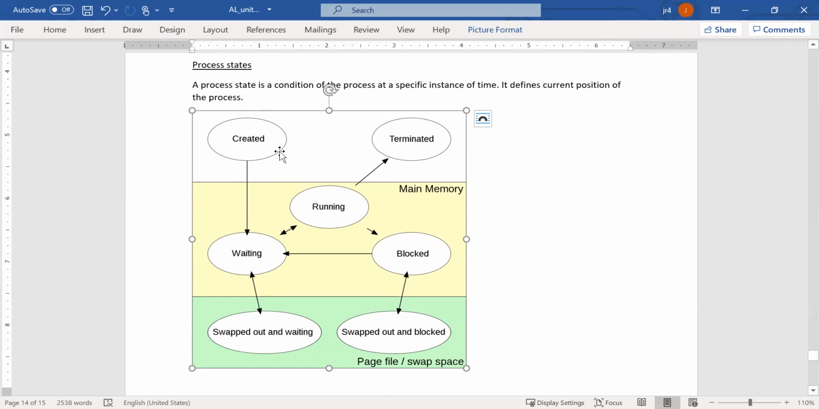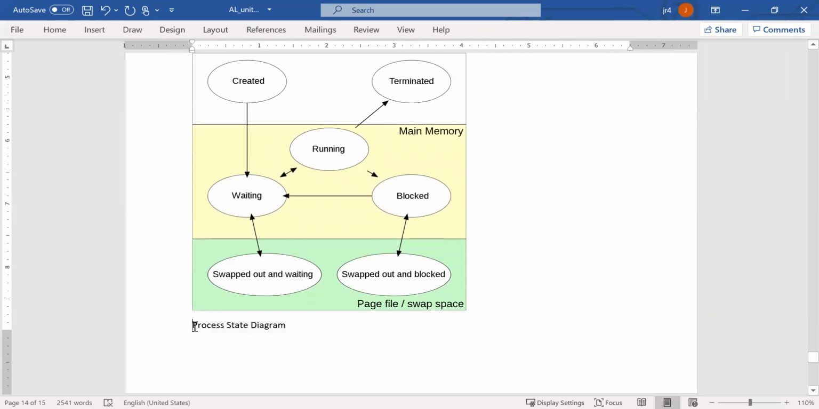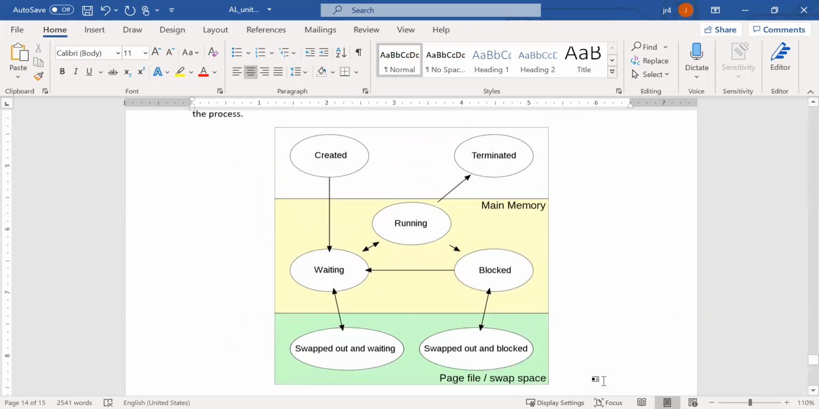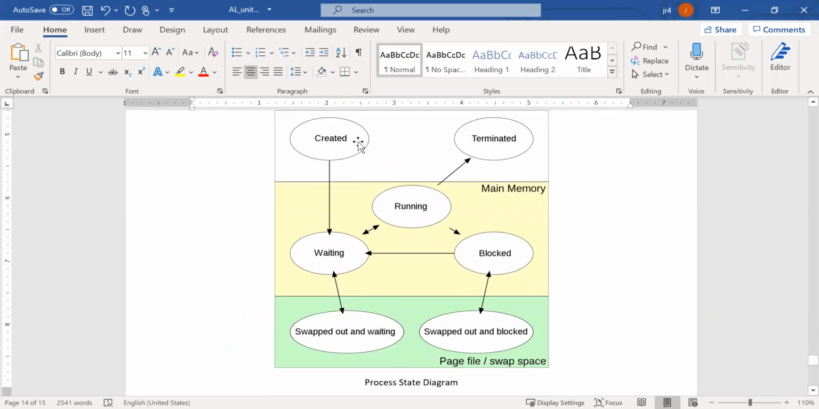We call it a state diagram. So this is called the process state diagram. So this will show you different states of processes when it comes to executing the process, right? So initially when you open up, it should create a process.